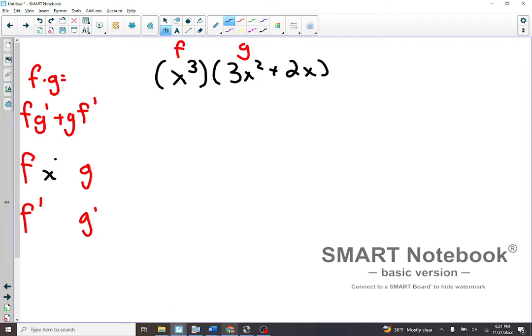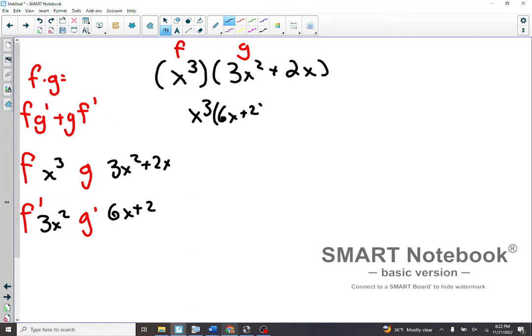So f is x to the 3rd. F prime is 3x squared. G is 3x squared plus 2x. G prime is going to be 6x plus 2. Then we do the product rule. So f times g prime, so x cubed times 6x plus 2, plus g, which is 3x squared plus 2x, times f prime, 3x squared.